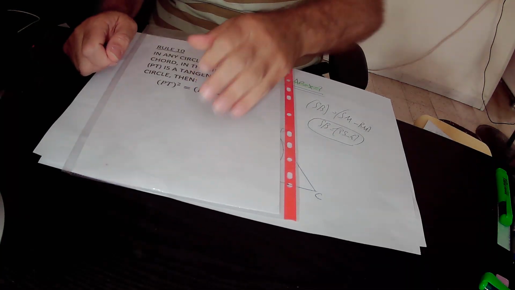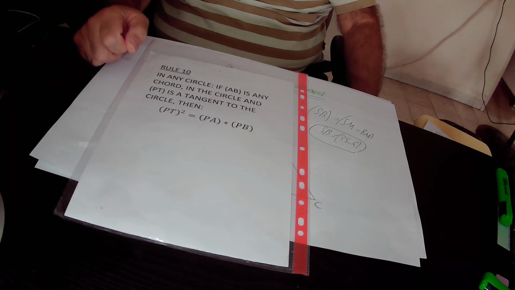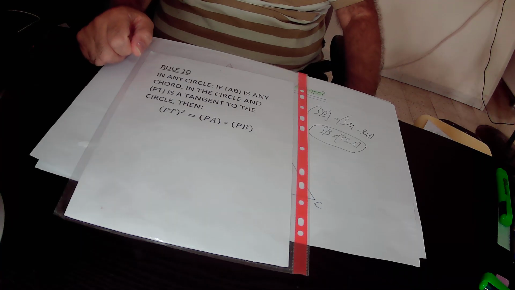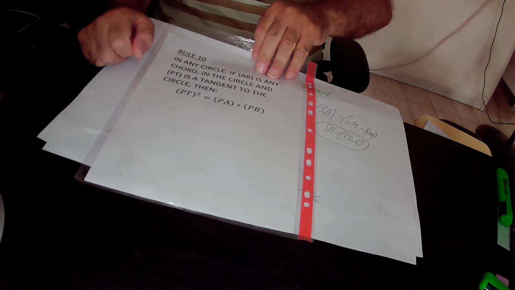According to rule 10, which is true in any circle, if AB is any chord in the circle, and PT is a tangent to the circle, then the following equation is true: PT squared equals PA times PB. Again, PT squared equals PA times PB.